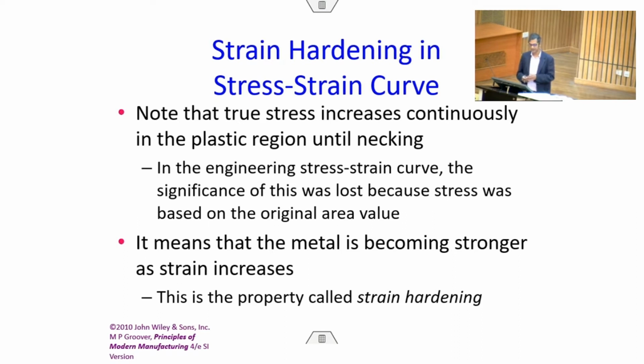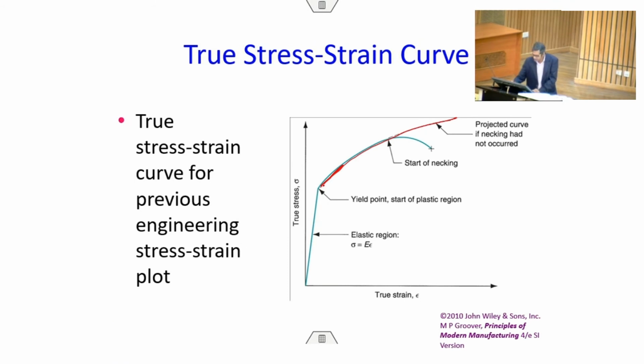It means that metal is becoming stronger as the strain increases because your slope is increasing, right? This property is known as strain hardening. What is it? As you see here, from here to here to here, the slope of the curve is increasing. That means we require more stress to deform the material by a specified value here, then here, or then here. That is what it is.